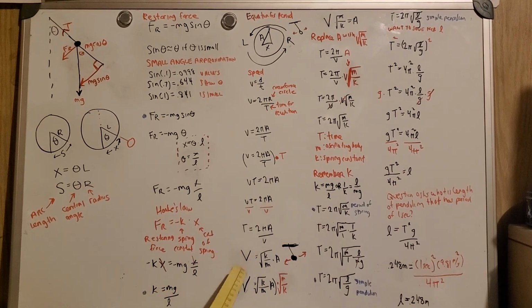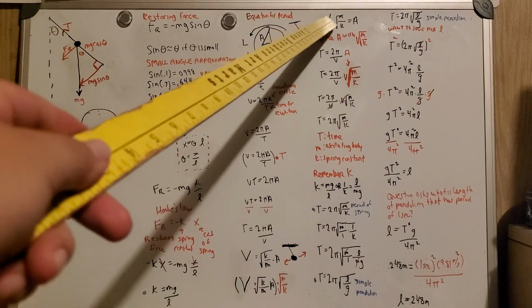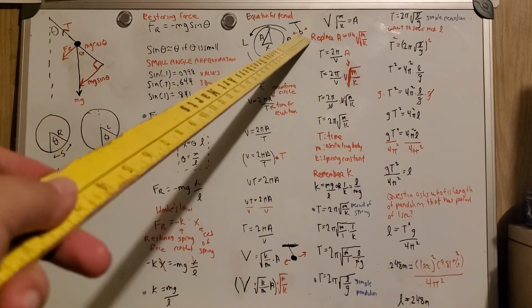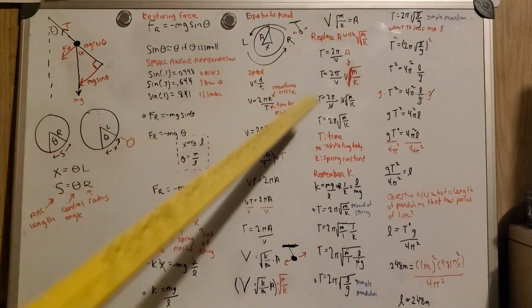Now applying the max velocity formula, similar to angular frequency, where k is the spring constant, m is the mass of the oscillating body, and A is amplitude. Here's our equation for the max velocity. We multiply by the reciprocal, the square root of m over k, and we get v times the square root of m over k equals amplitude, or 1 equals 1. Even though they look different, they're the same values.